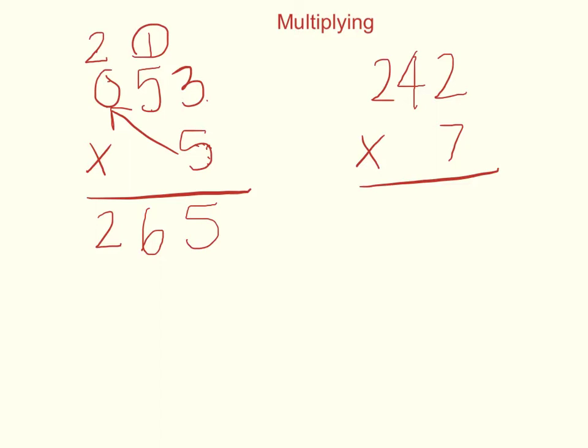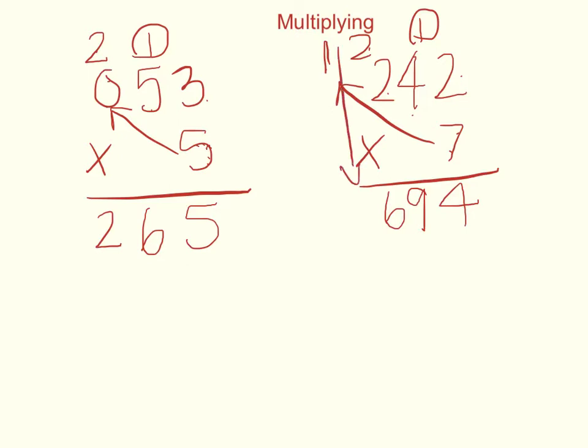Again, with this one, 242 times 7, you start with the 7, and then you do 7 times 2 is 14. Put the 4 down here, carry the 1. Then you do 7 times 4 is 28 plus 1. 28 plus 1 is 29. Put the 9 down there, carry the 2. 7 times 2 is 14. Plus 2 is 16. Put the 6 right there, carry the 1. But then, since there's nothing here to multiply by, you just bring this 1 down. So 1,694.